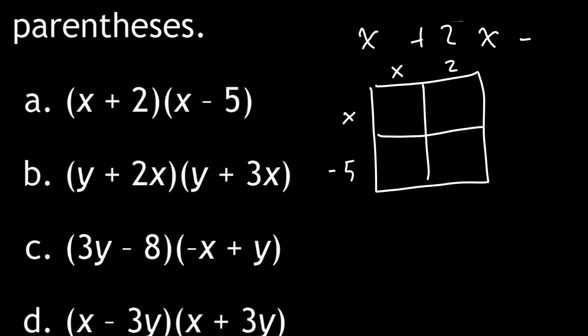So I'm going to multiply x times x, and that's x squared. I'm also going to multiply x times 2, which is 2x. I'm also going to multiply the x times the negative 5, which is negative 5x. And I'm finally going to multiply the negative 5 times the 2, which is negative 10. So that's the multiplication we get when we multiply these two binomials.